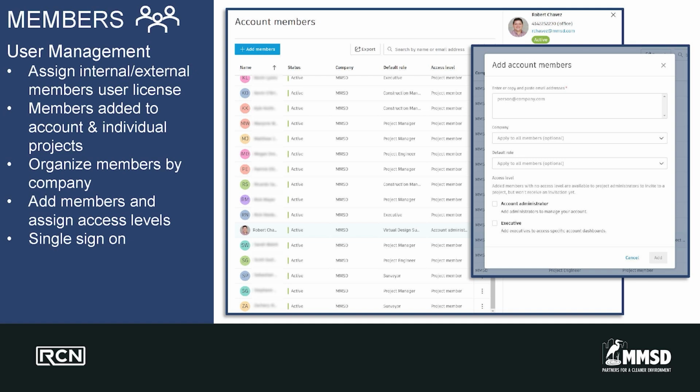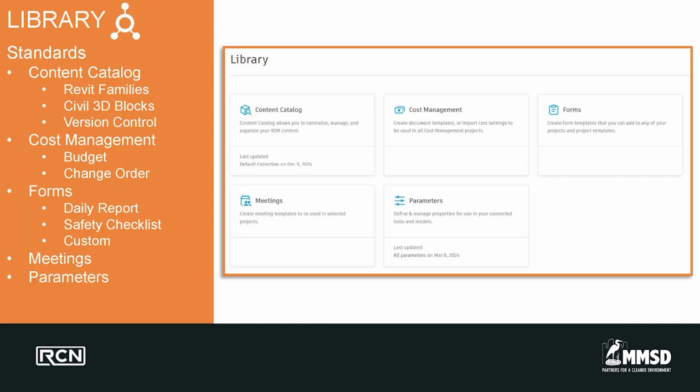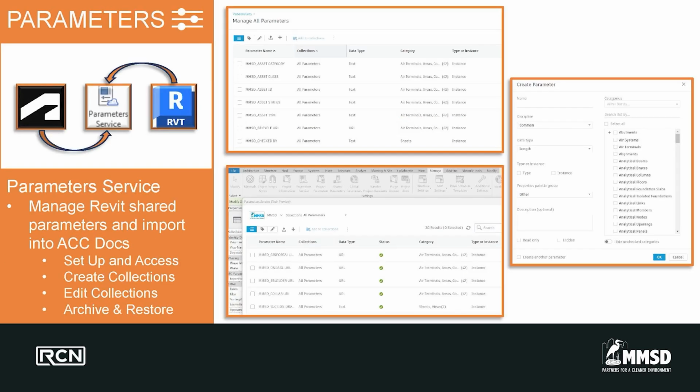access they need. The library gives us the content catalog where we can host all of our Revit families and Civil 3D blocks, cost management for budget and change orders, and even standard forms for daily reports, safety checklists, and correspondence, as well as our standard parameters. The standard parameters can be accessed from both ACC and Revit. Using this function, you can see in both of these images, the same parameters show up in both environments. You can also edit, create, and remove parameters from both of these, using both from Revit and from ACC.